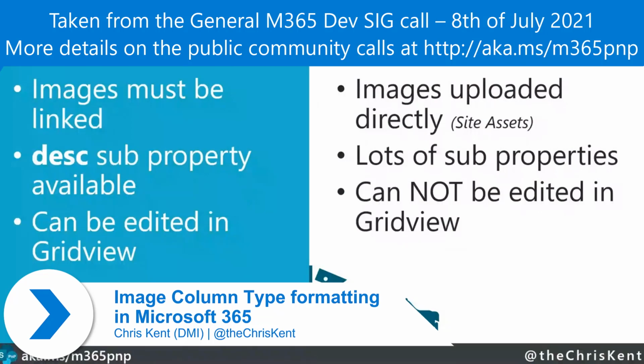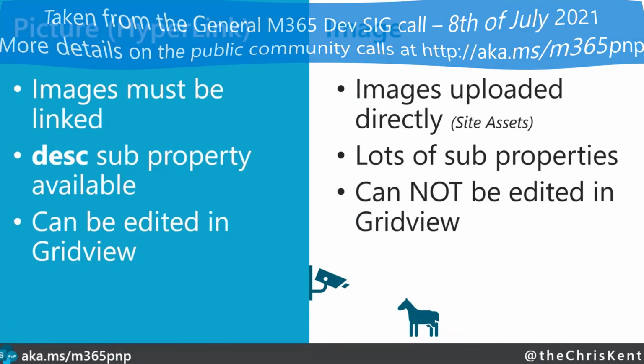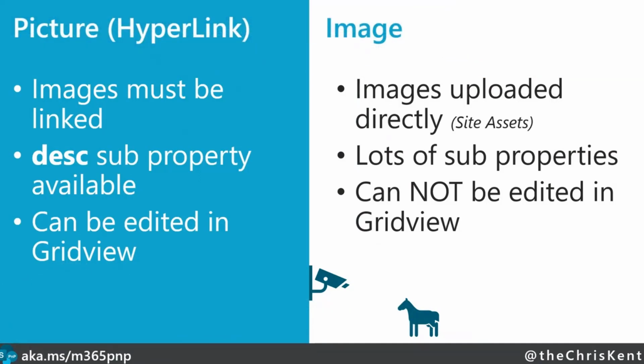We're going to talk about an image column type today. Traditionally, if you want an image as a column in your SharePoint list, it's basically just a hyperlink column. You choose hyperlink or picture, but really all you're doing is linking an image from somewhere else, whether it's in your SharePoint site or elsewhere. You can set a description and format it, access it through the DESC subproperty, and the nice thing is you can edit in a grid view.